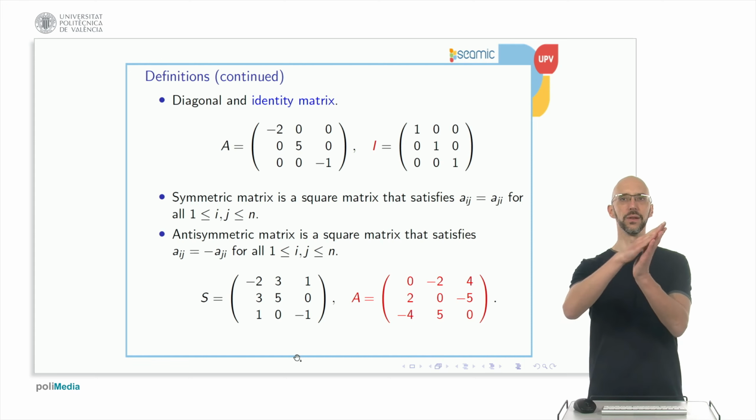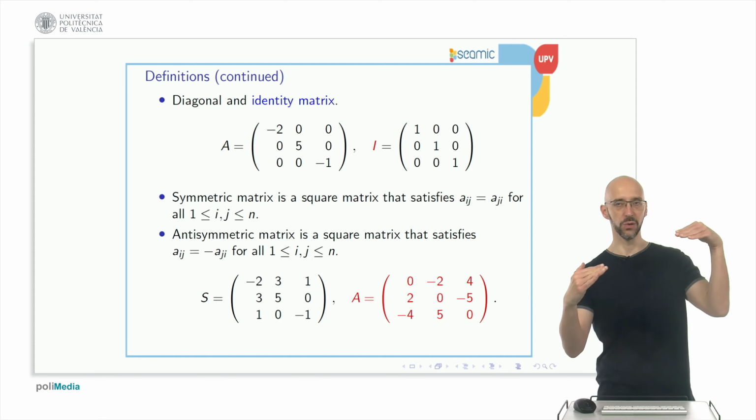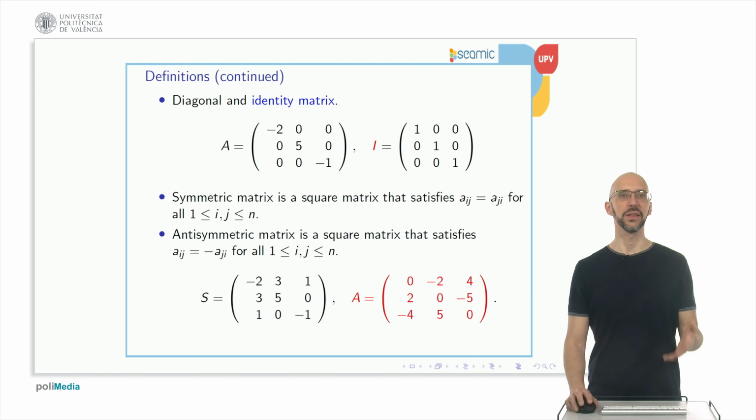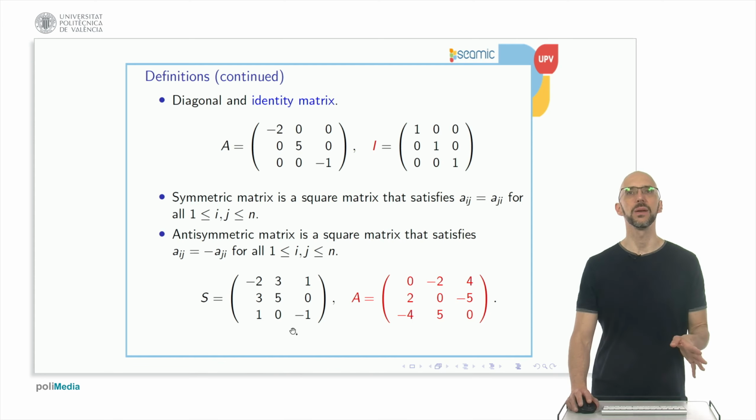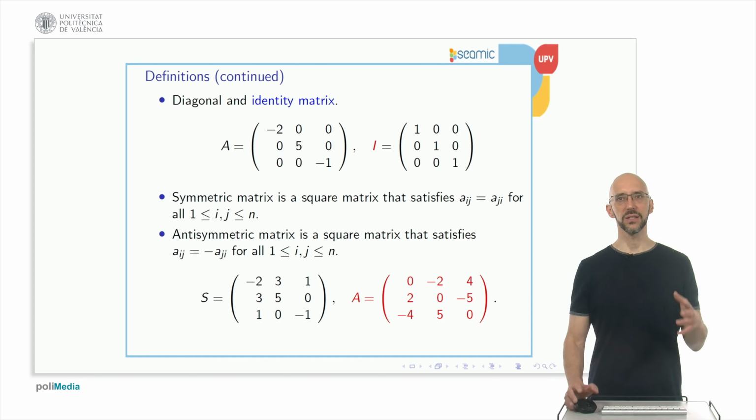It's like if you fold the matrix in half along the main diagonal, the elements are the same. Look at this, 3, 3, 1, 1, 0, 0. The elements in the main diagonal don't matter just to identify the matrix as symmetric or not. Be careful. When do we say a matrix is antisymmetric? Look at this example. The condition is that the element in position Ij should be equal to the negative of the number in position Ji.